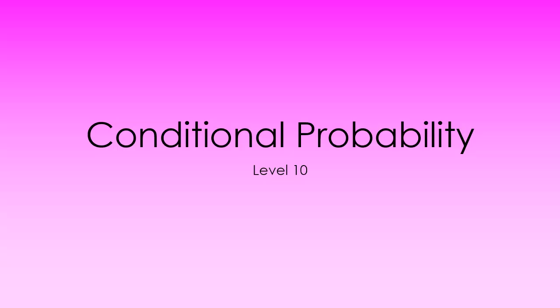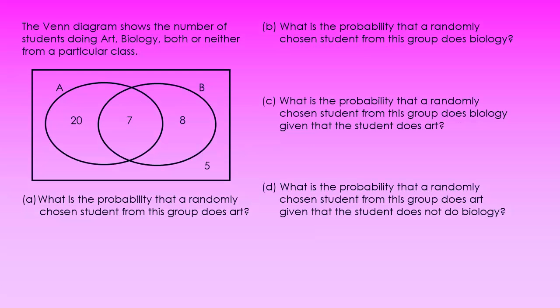Conditional probability. This is all about the likelihood or probability of an event changing when we know more information. So for example, the Venn diagram shows the number of students doing art, biology, both or neither from a particular class. So A is those doing art, B is those doing biology, the 7 in the middle means they do both, and the 5 out here do neither subject.